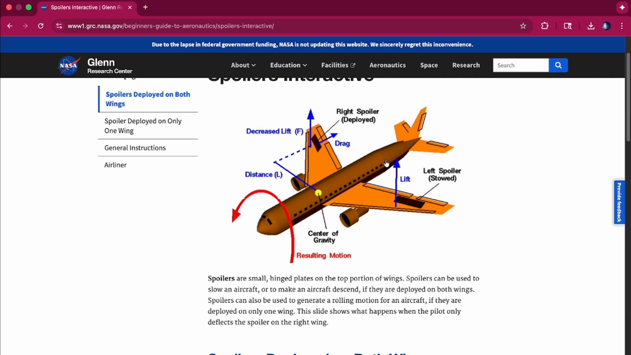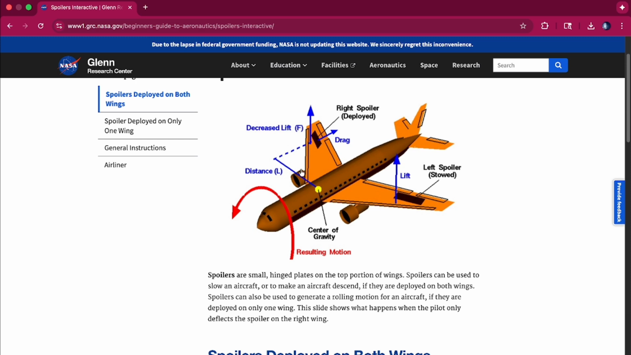We have stab and deploy. The right spoiler is essentially deployment. The left spoiler is essentially stab, and center of gravity is there. This other motion is essentially around the center, around the front of the plane. The center of gravity is so that the distance between the decreased lift and the center of gravity is essentially that distance.